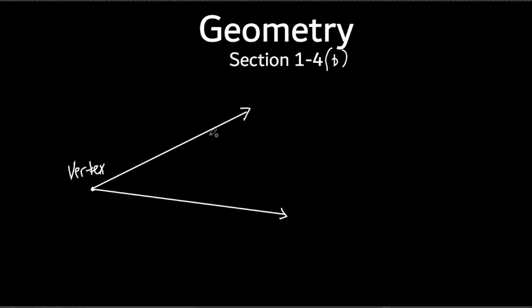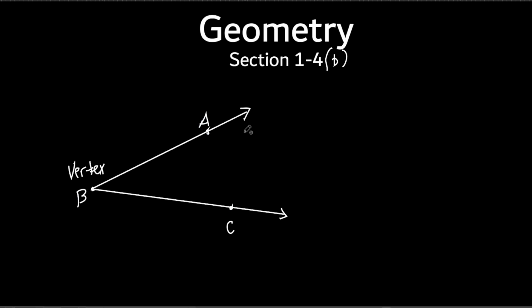So this point right here, and what did we do? We named this, what, ABC or BA? What was this, B? BA. That was B. And then A, and then we had a C right there, okay? All right, so point B is the vertex.